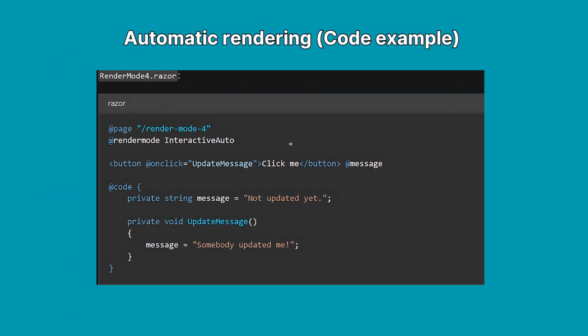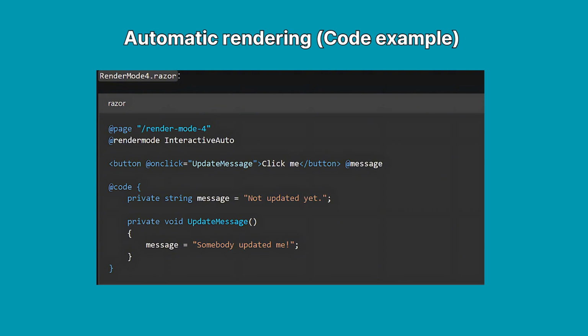Now let's look at a code example. For this one, we defined the render mode with render mode interactive auto, like we have here. So the component is interactive throughout the process. Even though you have the first server-side rendering, it doesn't mean that on the first load you don't have any interactivity, because on the first load it uses the interactive server. You still have interactivity throughout the process. So the button, once it calls the update message, the value of the message changes, and the component is re-rendered to update the message in the UI.